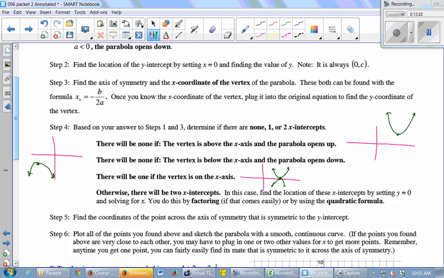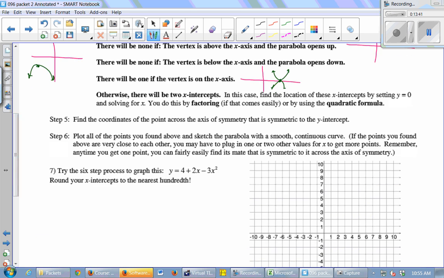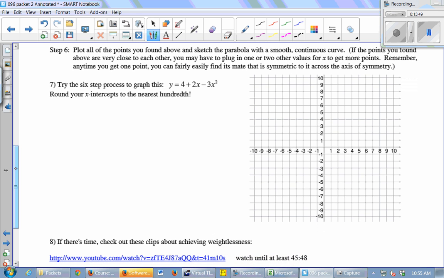So you just want to do a quick analysis. Are there even any x-intercepts to look for? And if there are, then you go about the whole process of setting it equal to 0 and trying to solve. But if there aren't any, you just move on. Don't bother looking for them. Again, find the coordinates of the point across the axis of symmetry, symmetric to the y-intercept. Plot all your points and make a smooth curve.